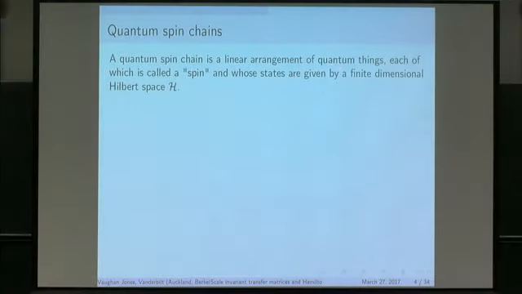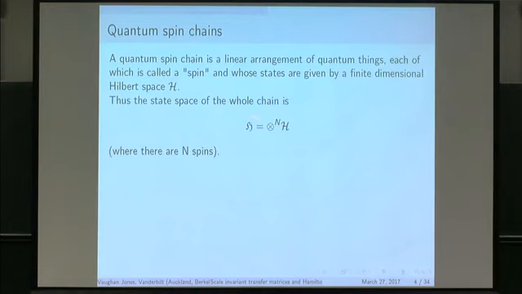Right, now moving on to quantum spin chains. What are they? A quantum spin chain is a linear arrangement of quantum things. You call them spins or qubits or qutrits or whatever, depending on where you come from. Each of which is called a spin, and the states of the spin, they are quantum spins, and they're given therefore by a finite dimensional Hilbert space H. Okay, so there's this little h, which is the spin state space for an individual spin in the chain.